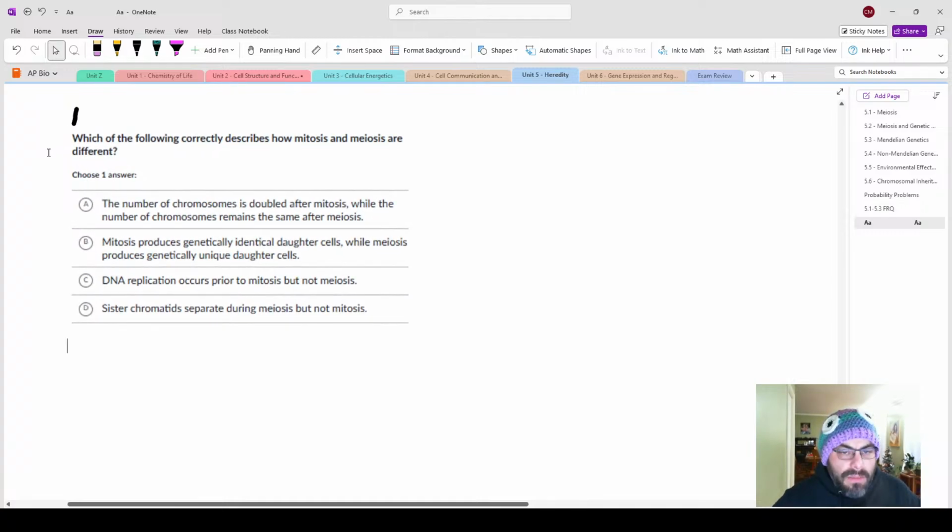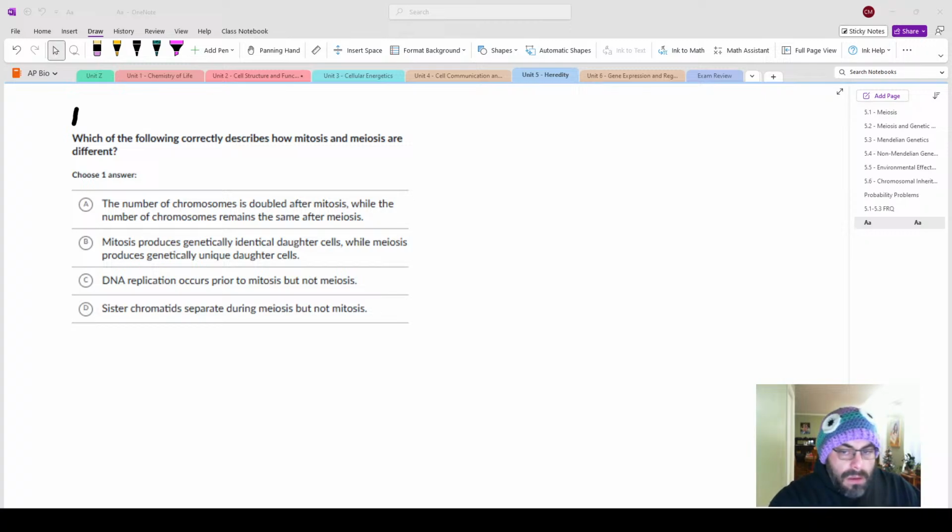The following describes how mitosis and meiosis are different. Number of chromosomes. All right, how do I know they're different? Mitosis makes an exact copy. Meiosis makes 4 genetically different haploid cells. So mitosis makes a genetically similar or identical diploid cell. Nope. Mitosis produces genetically identical daughter cells, while meiosis produces genetically unique daughter cells. B is the correct answer. Not reading C or D. I'm sure they're great answers.